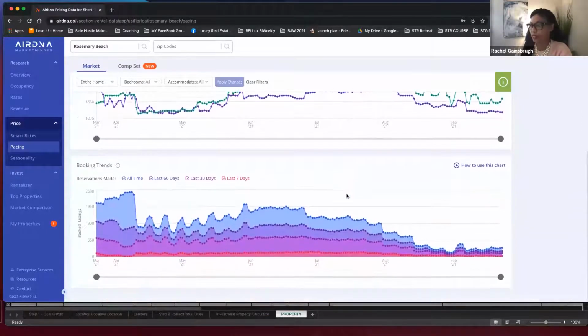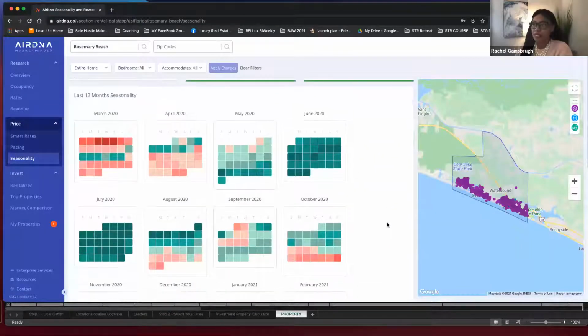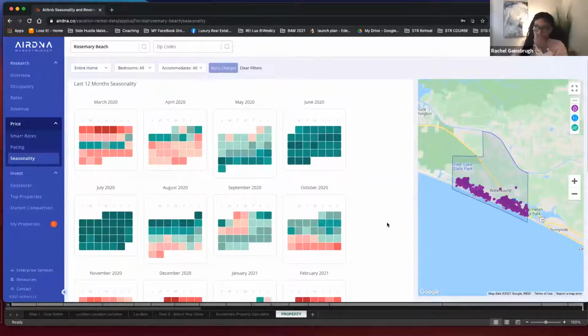Okay, so we have rate analysis, booking trends. That's pretty much all I look at there. So this is really important as well. This is where AirDNA provides a look at the seasonality. The darker red colors are where the season is very, very low, and the darker greens are where you're going to get the biggest bang for your buck.